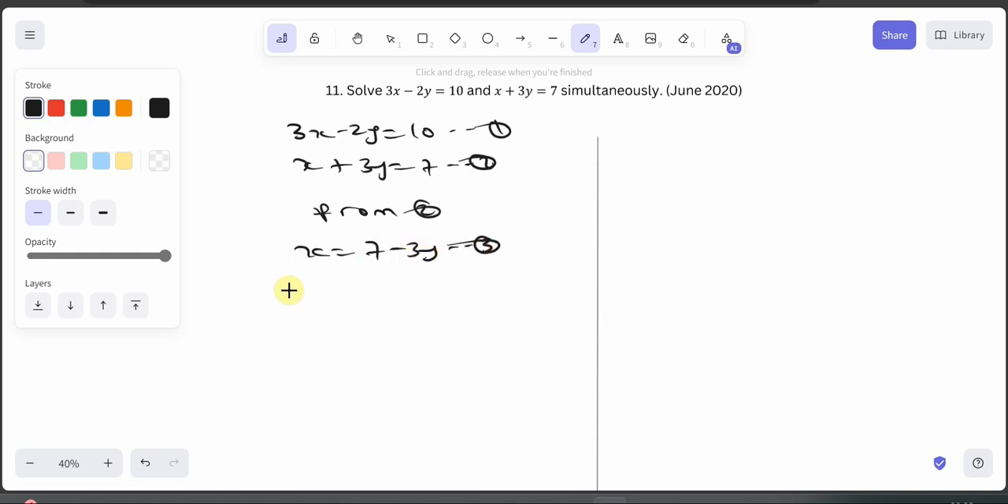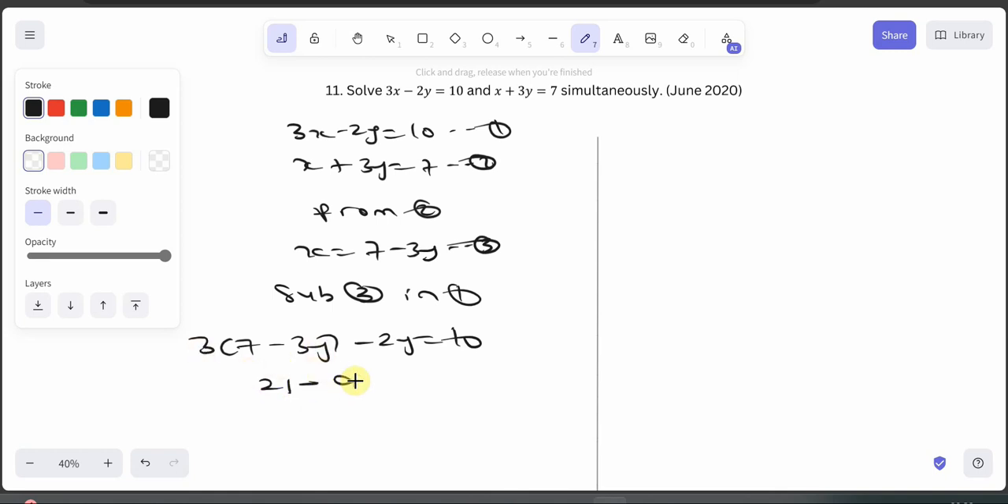and this is my equation 3. Now substitute my equation 3 into the equation I did not touch at all, which is equation 1. So this will be 3(7 minus 3y) minus 2y is equal to 10. 3 times 7 is 21, minus 3 times 3y is 9y, minus 2y is equal to 10. So 21 minus 9y minus 2y will give me minus 11y is equal to 10. So if I collect like terms, that will be minus 11y is equal to 10 minus 21.